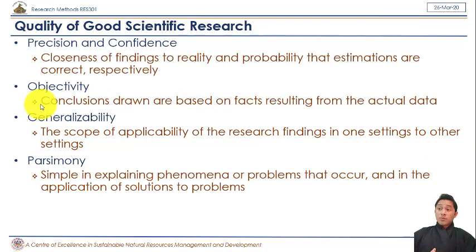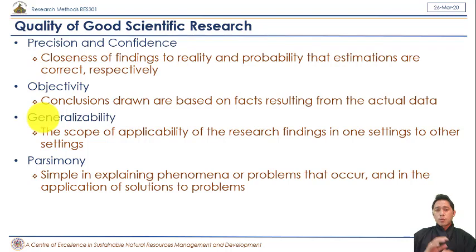The research should also be very valid, meaning it should be very precise and have a very high confidence interval, and the closeness of finding to reality and probability that estimations are correct. So you need to take care to have your scientific research as a very good quality research. Validity, yes, and objectivity. Please draw your conclusion very precisely, very clearly, with the facts that came from your actual data, from your actual research. So please take care of that in your mind.